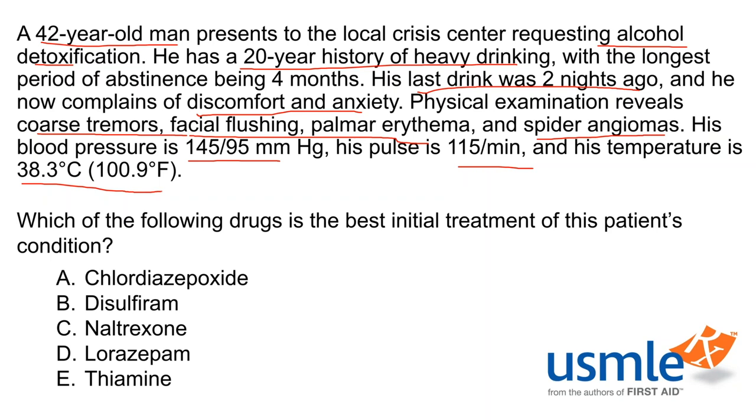So they're looking for a treatment of the condition, and we have chlordiazepoxide, disulfiram, naltrexone, lorazepam, and then thiamine. Which is the best initial treatment for this patient's current diagnosis? Once again, a two-step reasoning here. You have to make the diagnosis, then you have to pick the most appropriate treatment. All right, so why don't we give you guys 15 seconds to think about this question and the most appropriate answer, and then I'll open up the poll.